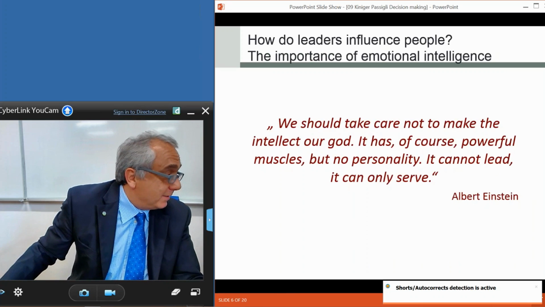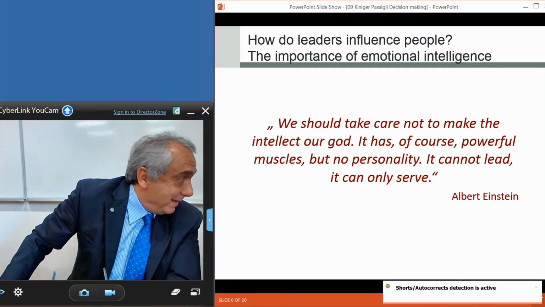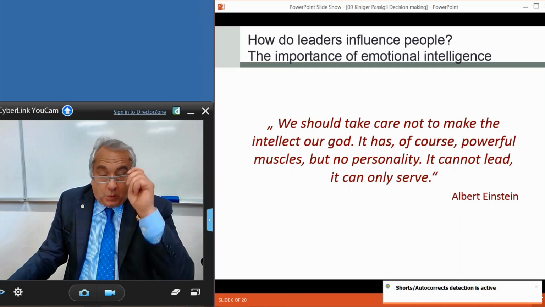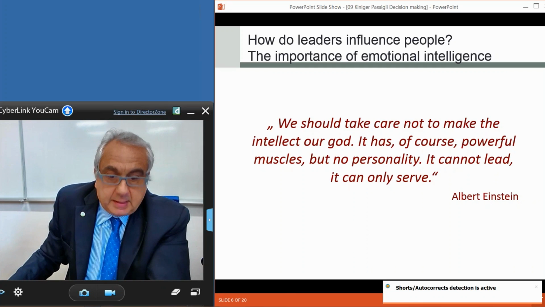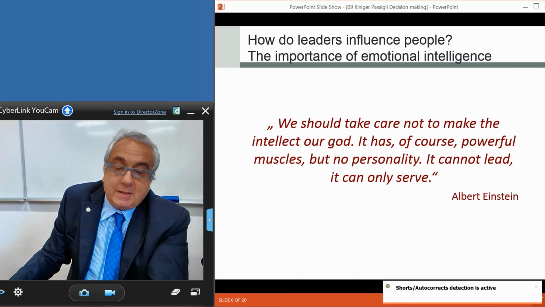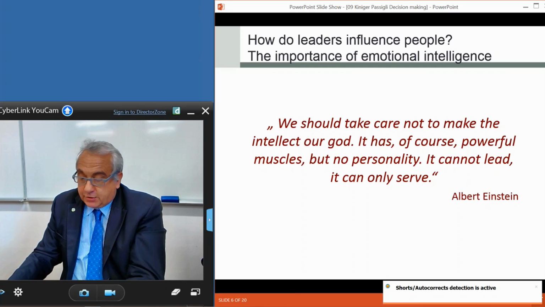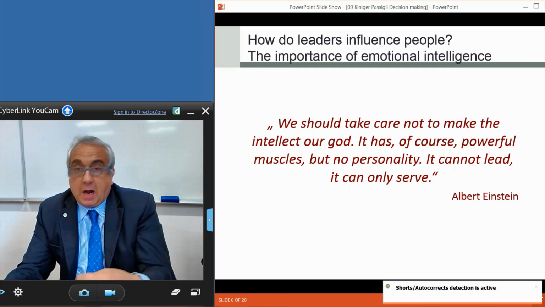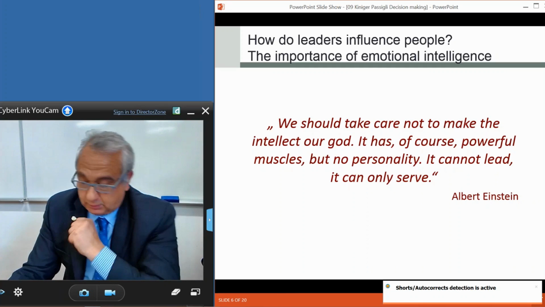Again, we have quoted Albert Einstein many times, but being a founding father of the World Academy, it's good to reiterate not only his work, but his legacy. He said, we should take care not to make the intellect our God. It has, of course, powerful muscles, but no personality. It cannot lead, it can only serve. So, in other words, effective leadership requires the willingness and ability to draw upon our head, our intellect, our cognitive intelligence, but also our heart. This, in my view, is what Einstein wanted to tell us.